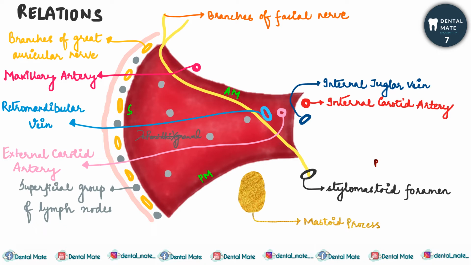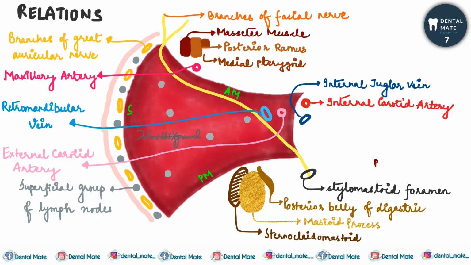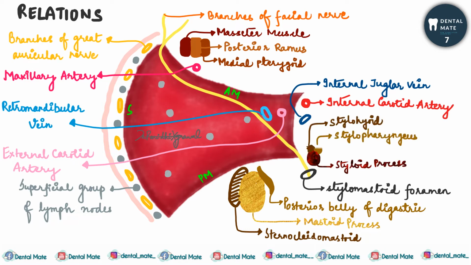Now let us talk about the muscles related to the parotid gland. In the posteromedial surface, related to it is the mastoid process, and the sternocleidomastoid and the posterior belly of the digastric muscle are attached to it. Next, we have the posterior ramus along with the masseter muscle and the medial pterygoid muscle. Then there is the styloid process, with the stylohyoid, stylopharyngeus and styloglossus muscles attached to it. So these are the relations of the parotid gland.